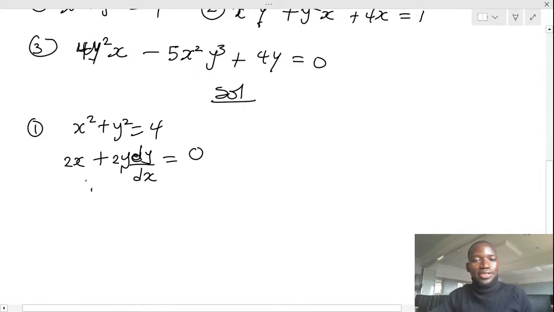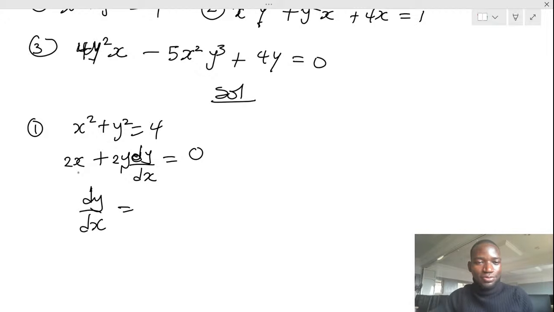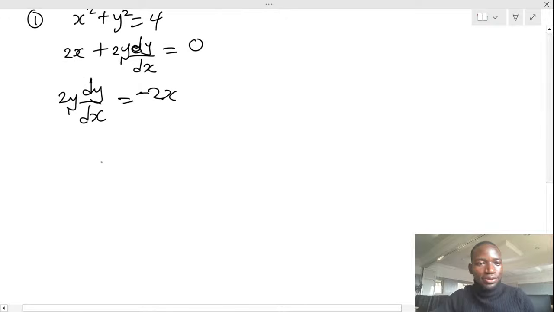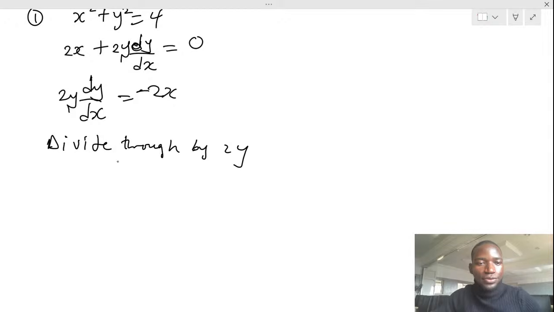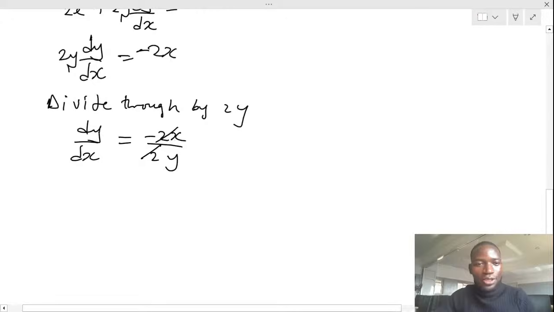So now the next thing is to make dy by the x the subject of the formula. So we have dy by the x equal to, subtract 2x from both sides. That will give us minus 2x. Don't forget we have 2y behind this. Then the next thing to do now, divide through by 2y. That will give us dy by the x equal to minus 2x over 2y. So our dy by the x is going to give us minus x over y.